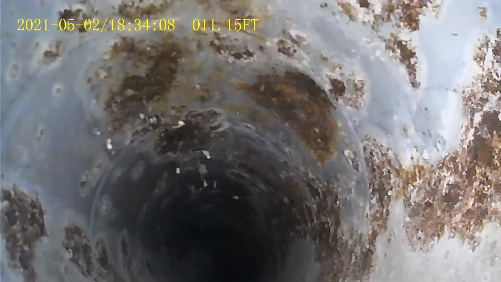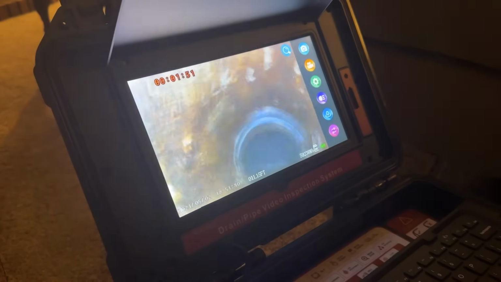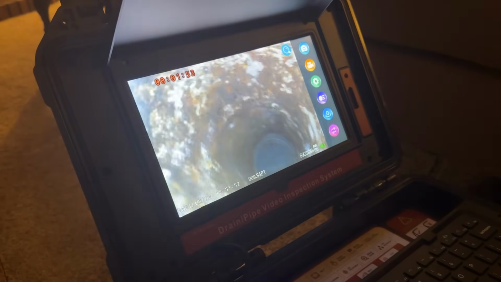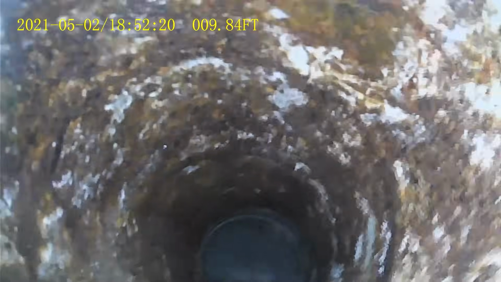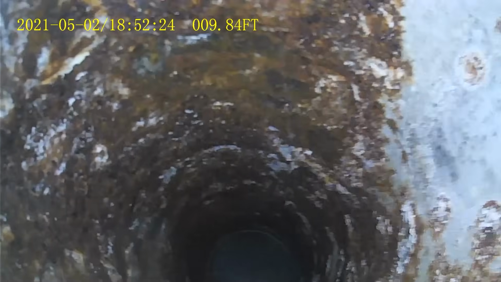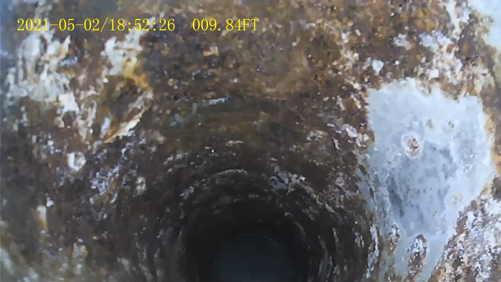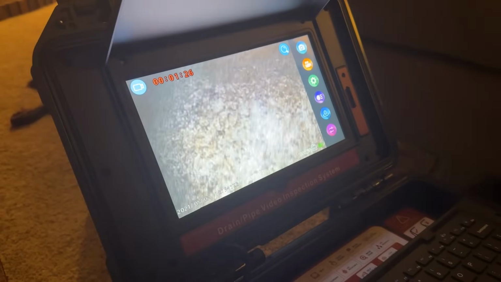Let's pull back a little bit. Now, this is the rustiest duct that I have seen. I mean, this is practically eaten right through. And it's all surrounded by sand, so right above this is concrete. Okay, no real answers there.